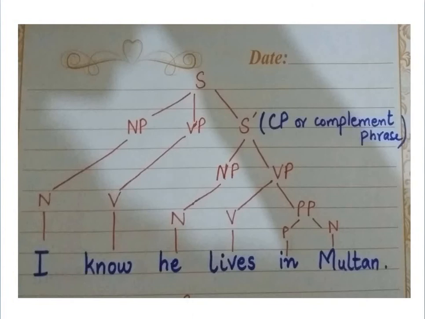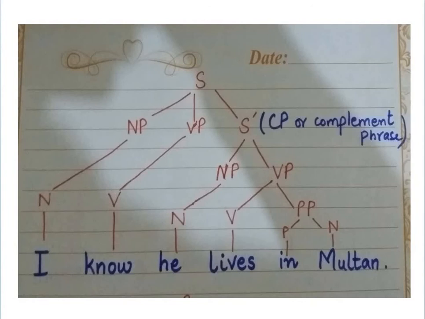The next example is "I know he lives in Multan." Here you might get confused that in this sentence there are two verbs. The first verb is "know" and the second verb is "lives". So how do we analyze the sentence in terms of noun phrase and verb phrase?